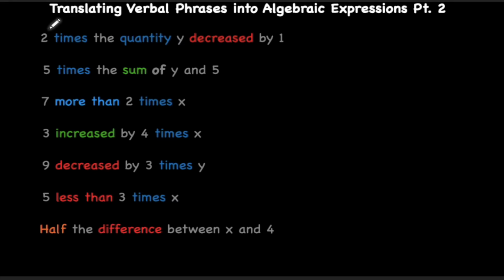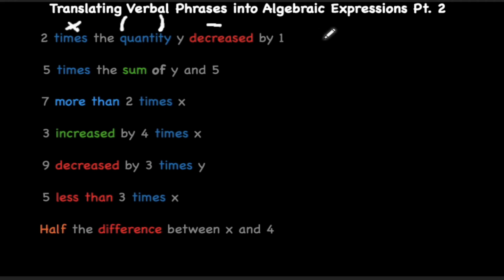So for the first one, it says 2 times the quantity y decreased by 1. So let's take a look at the keywords. So we have times here. We have quantity, which we'll talk about in a moment, parentheses. And then decreased is, of course, subtraction. All right, so take it one step at a time.